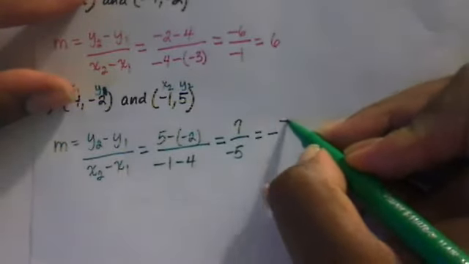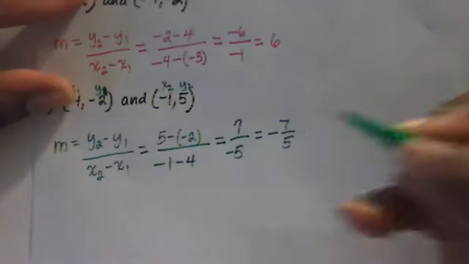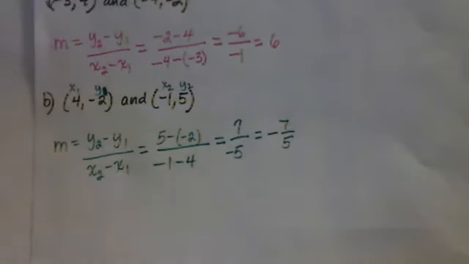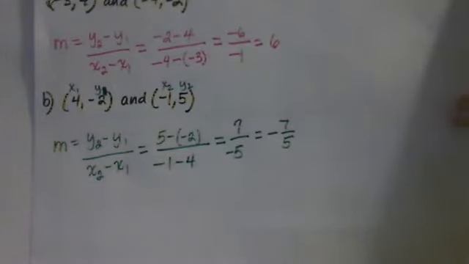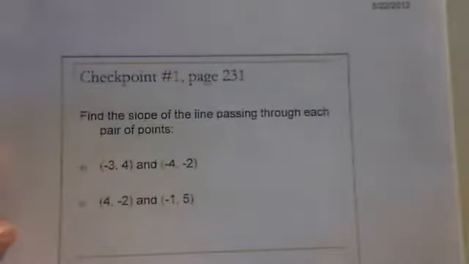I'll just leave this as negative 7/5, as an improper fraction. So the slope of that line passing through those two points will be negative 7/5. Do be familiar with how to calculate the slope of any line passing through two points.